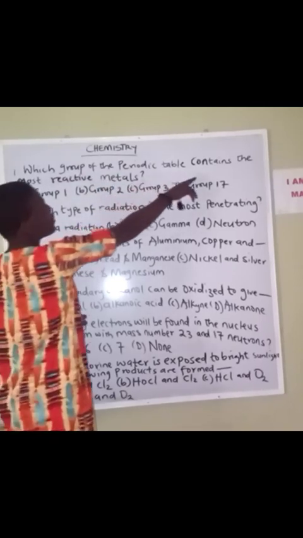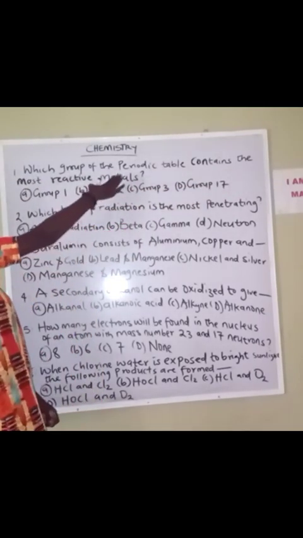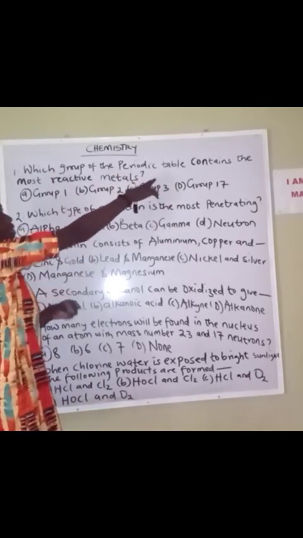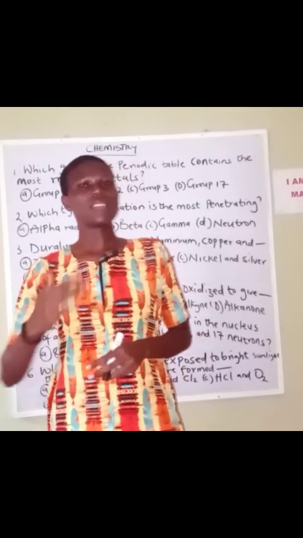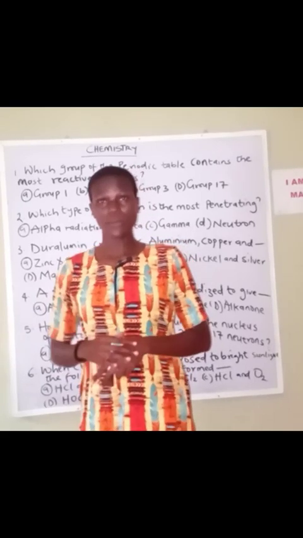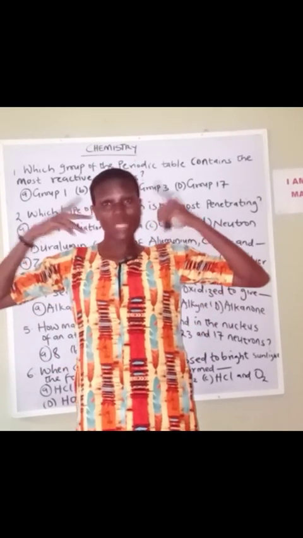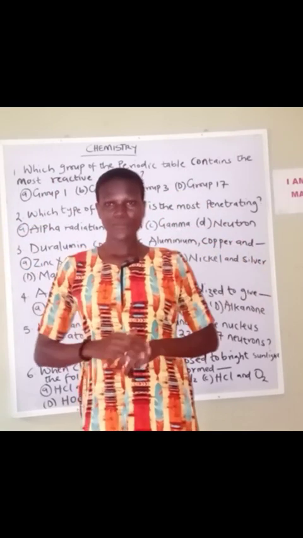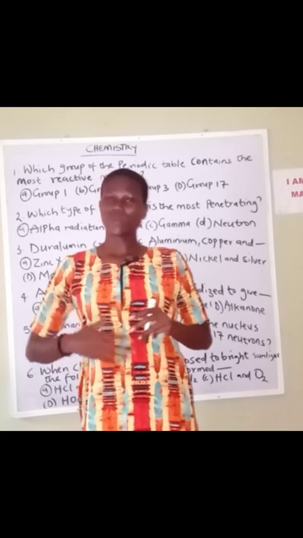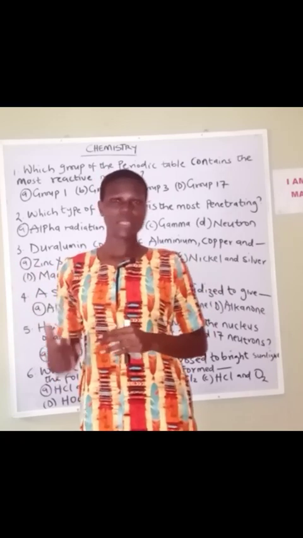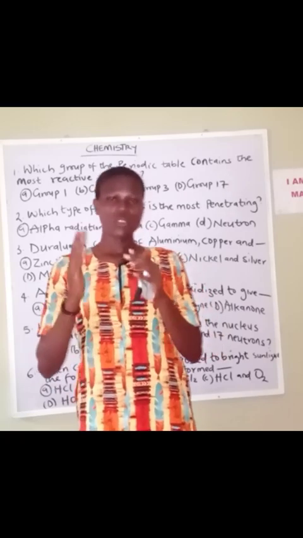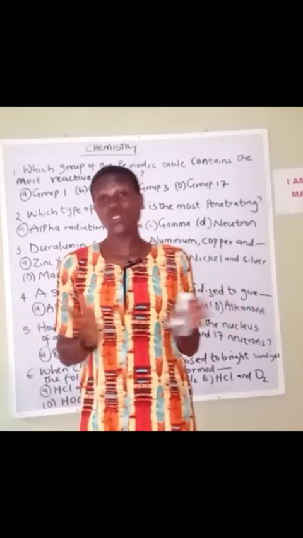Okay, so let's go over. The first question says, which group of the periodic table contains the most reactive metals? I believe this question is not strange, but I have a tactic that helped me while I was preparing for JAMB, because there's no way I can have all the elements upstairs. So I arranged these elements in their groups and their periods. Just follow me as I do the same. You can also use it to solve so many questions.